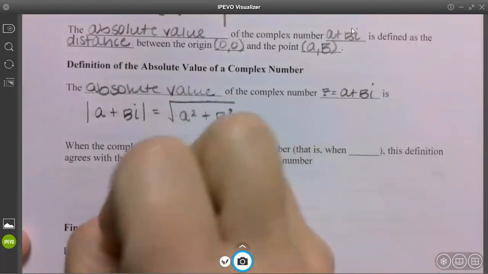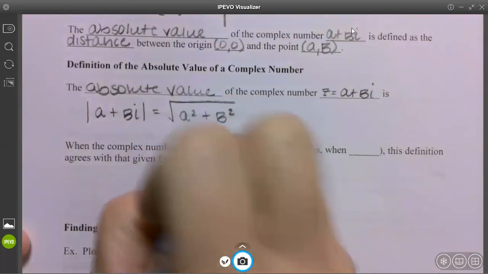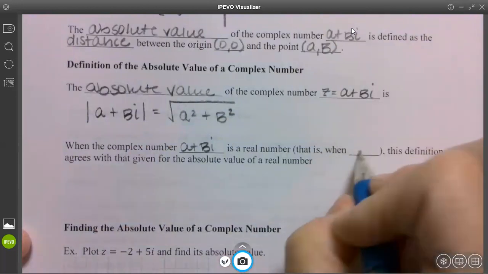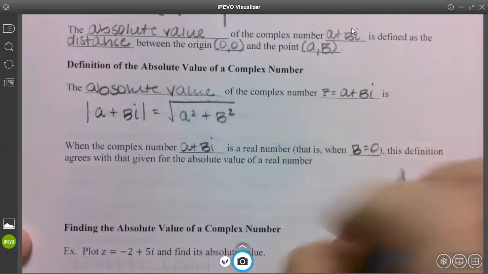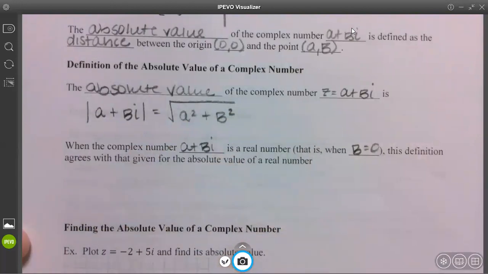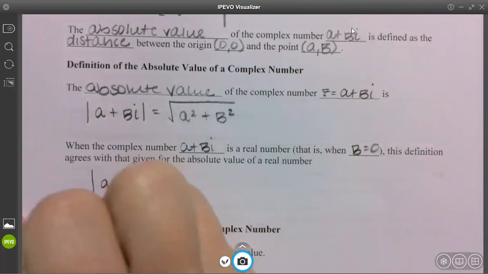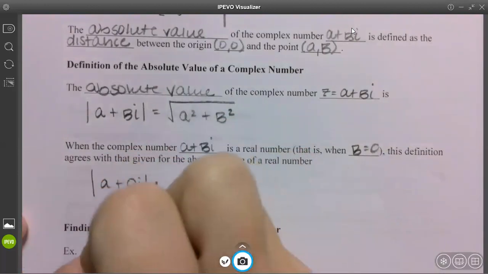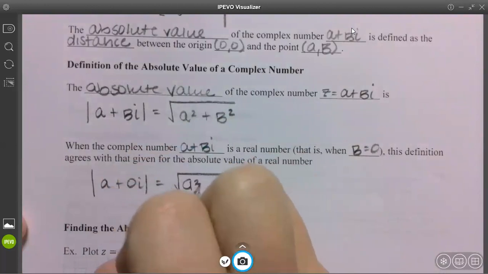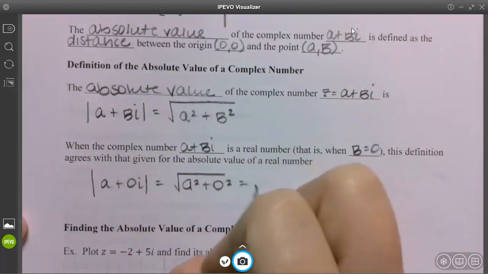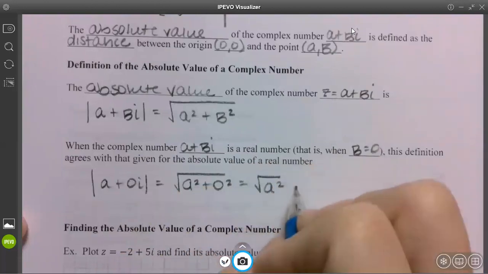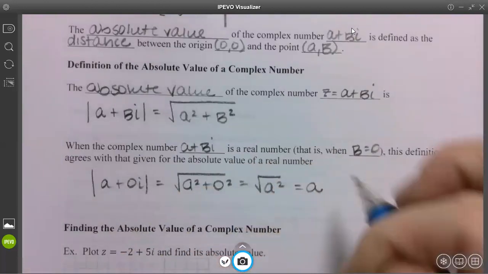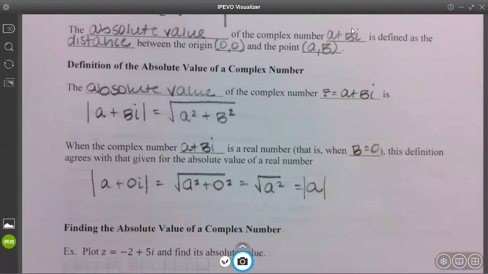When the complex number a plus bi is a real number, that is when b equals 0. So if it's 0, it'll take that i off of there and make it just a real number. This definition agrees with that given for the absolute value of a real number. The absolute value of a plus 0i is equal to the square root of a squared plus 0 squared, which is the square root of a squared, which equals a in absolute value bars.